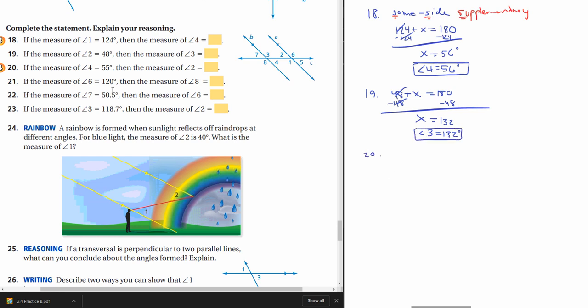Number 20, if the measure of angle 4, this guy, is 55 degrees, then what's the measure of angle 2? Well, these are alternate interior. They are congruent. And again, if you have two parallel lines and a transversal, all of the acute angles, 4, 7, 2, 5, they're all the same measure. They're all congruent. So 4 and 2 have the same measure. So if 4 is 55 degrees, then angle 2 is 55 degrees. So that one's nice and easy. No work required. All right, 21. If the measure of angle 6 is 120, what's the measure of angle 8? Well, those are both obtuse angles. They are alternate exterior angles. They are congruent. So 6 and 8 have the same measure. So angle 8 is also 120 degrees.